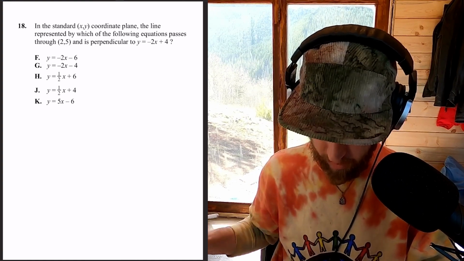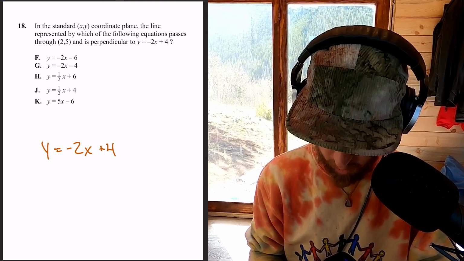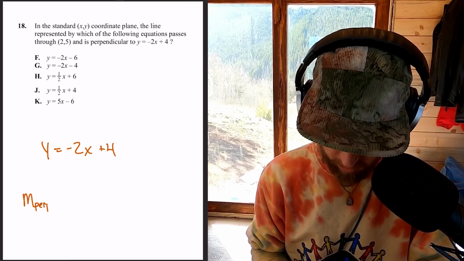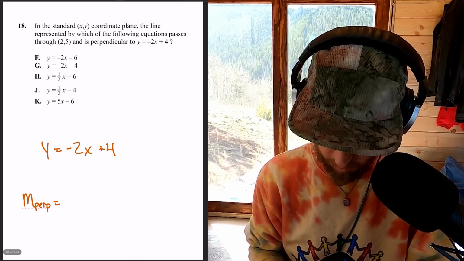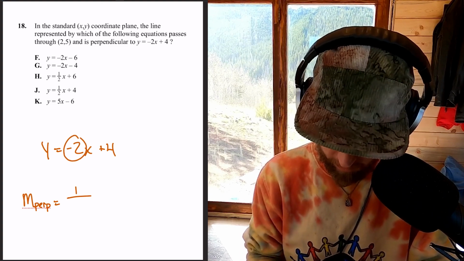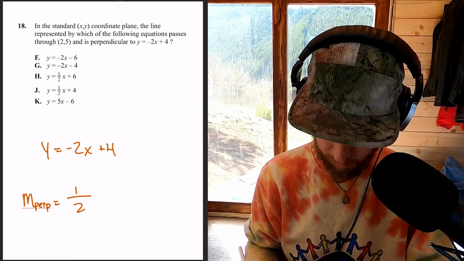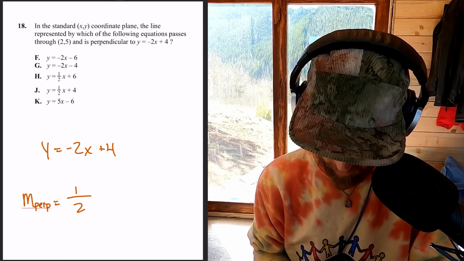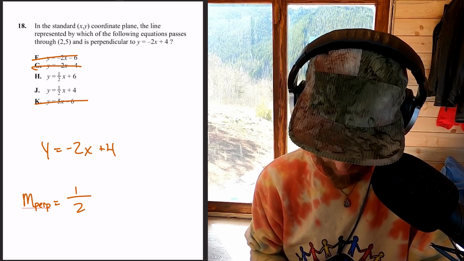Okay. In the standard xy coordinate plane, the line represented by which of the following equations passes through 2, 5, and is perpendicular to y equals negative 2x plus 4. All right, so perpendicular right away. The slope of something perpendicular is the opposite reciprocal of the current slope. So 1 over the negative version of what we find here, that's already being negative, so positive 2. So our slope of the perpendicular line is positive 1/2.